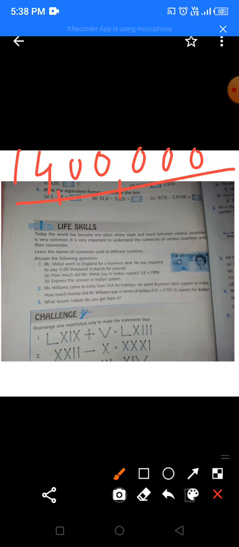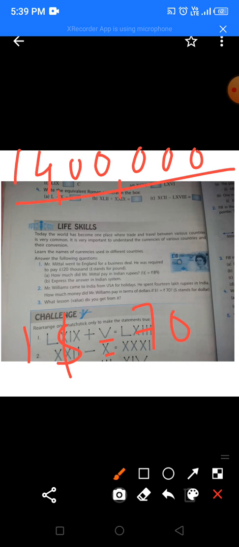How much money did Mr. William pay in dollars? Now see, we have learned the currency for England is pound and for USA the currency is dollar. Okay, remember children. Now $1 is how much? This is the dollar symbol. $1 is nothing but 70 rupees. So यहाँ पे क्या पूछा है कि Mr. William came to India from USA for holiday.